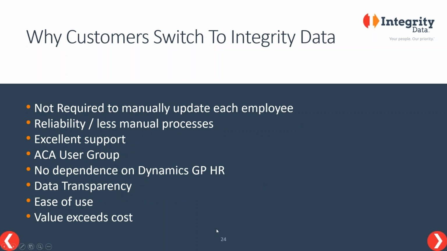Why customers switch to us? You're not required to manually update each employee. Reliability, less manual processes, excellent support, our ACA group therapy that we talked about, no dependence on Dynamics GPHR. Everything's very transparent. I think another reason is our system is, I call it, a one-way street. Data comes over from payroll to the ACA system. You do everything related to ACA. It does not push anything back to Dynamics GP. I've heard some bad stories about it updating benefit start dates and things like that in Dynamics GP. Our system does not push anything back to Dynamics GP.